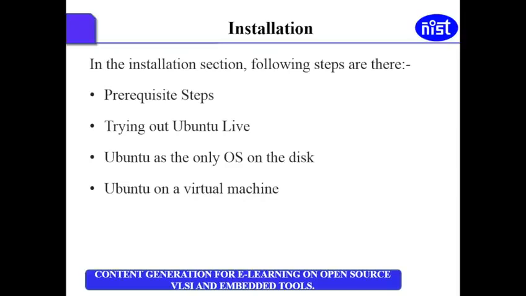Some pre-requirement steps: trying out Ubuntu live, Ubuntu as the only operating system on the disk, and Ubuntu as a virtual machine. Here in this lecture we will have both Ubuntu direct download and Ubuntu as the single operating system, and next we will also have a virtual machine where we will install this Ubuntu.